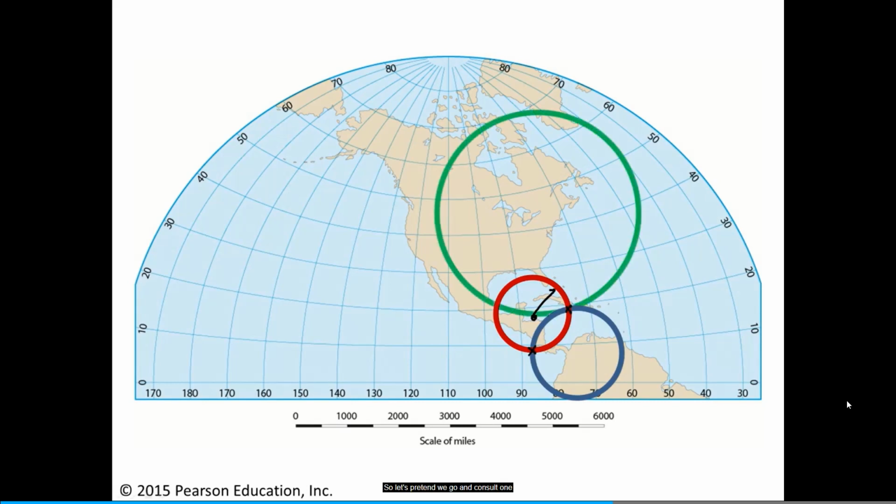So let's pretend we go and consult one from the northeastern part of the United States, and that intersects our previous 2 circles in one spot and one spot only. In this case, in the western part of the island of Hispaniola in the country of Haiti. So that's where our epicenter would be for this particular earthquake.